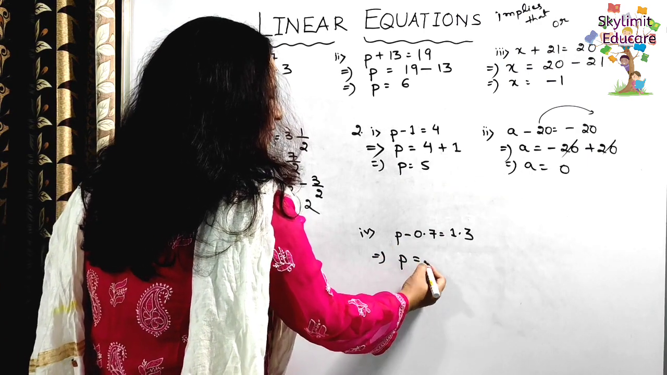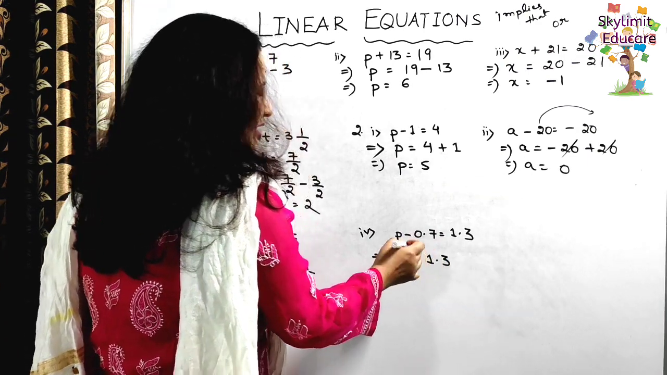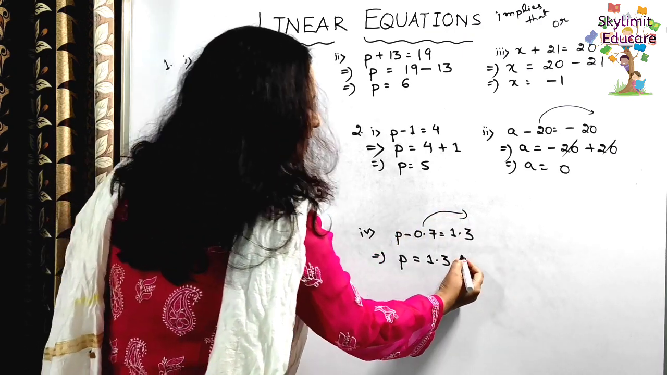Now let's come to the next question. So P I will keep here. 1.3 is already on the right hand side. I will shift this minus 0.7 to that side. It becomes what?